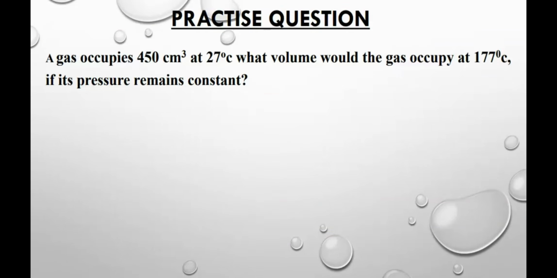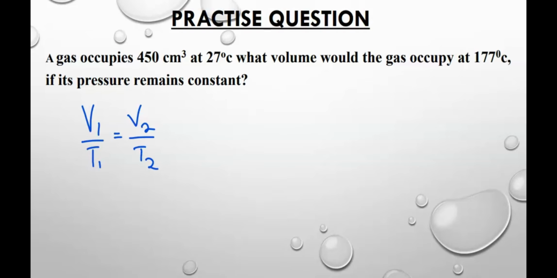Now let us try a numerical problem on Charles' law. So here is our practice question. A gas occupies 450 cubic centimeters at 27 degrees Celsius. What volume will the gas occupy at 177 degrees Celsius if its pressure remains constant? So from Charles' law, V1 over T1 equals V2 over T2.